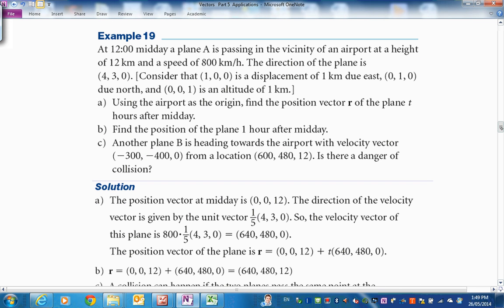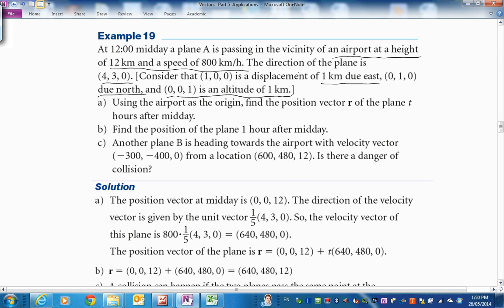Let's look at a 3D problem. Okay, 12 midday, a plane A is passing in the vicinity of an airport at a height of 12 kilometres and a speed of 800. Direction of the plane is 4, 3 north. Okay, so we're going to set up a grid system. 1, 0, 0 is a displacement of 1 kilometre due east, 0, 1, 0 is due north, 1 for the y, and 0, 0, 1 is an altitude of 1 kilometre.